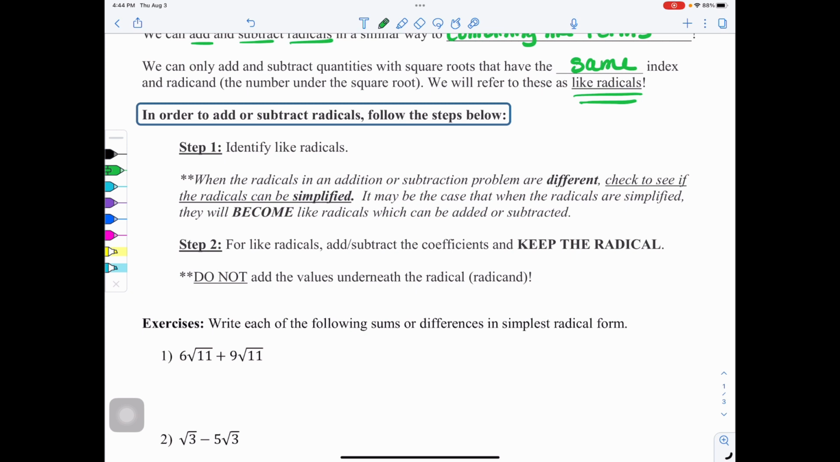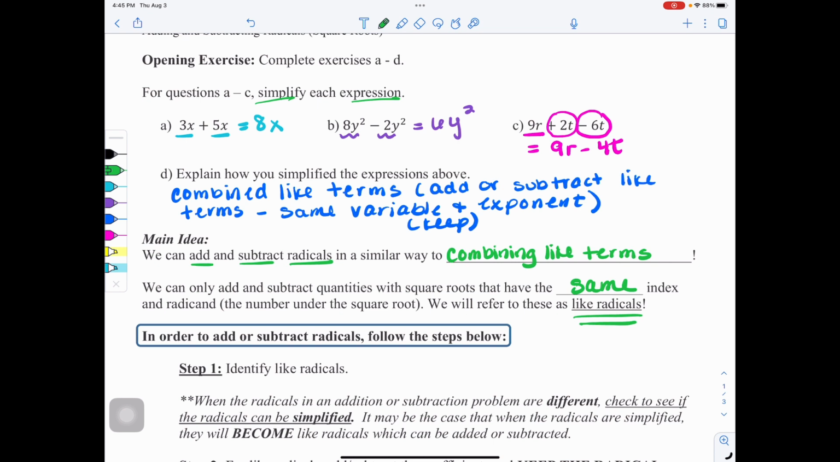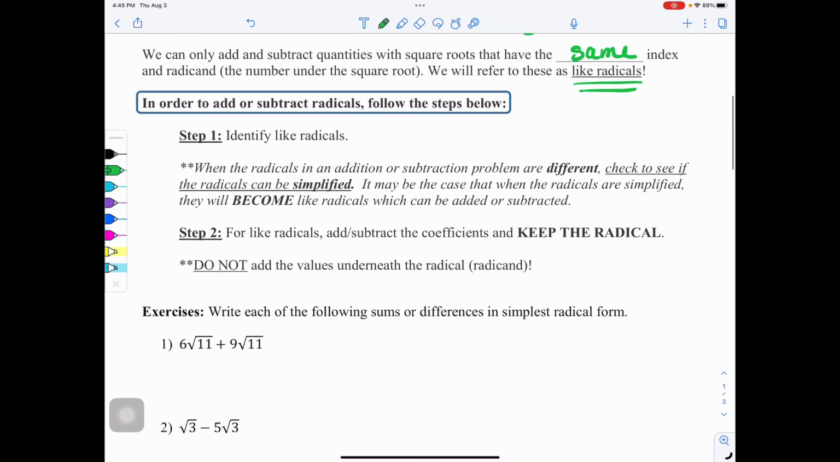And then step 2, for the like radicals, you'll add or subtract the coefficients and keep the radical. Again, very similar to combining like terms. If I go back up and look, we found the like terms, x's and x's. We kept the x, we just added up the coefficients. In B, y squareds and y squareds, we found the like terms. We did the operation on the coefficient. Same thing here. We're going to find the like radicals, do the operation on the coefficients.